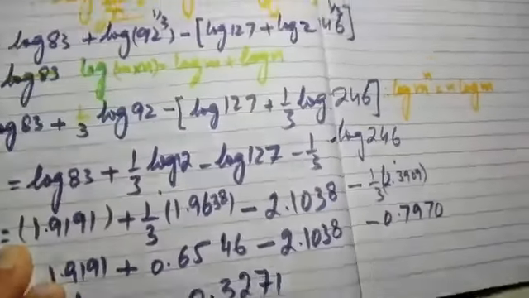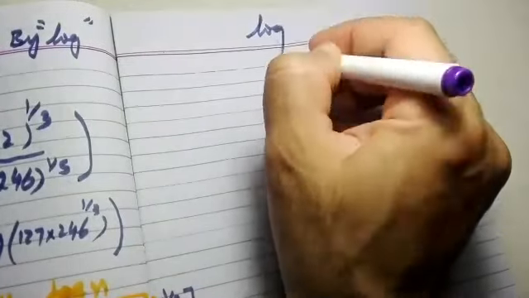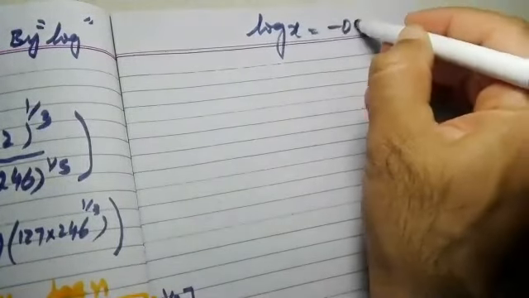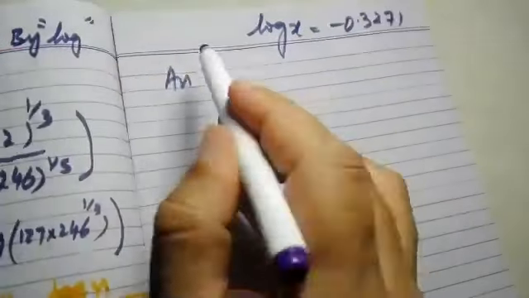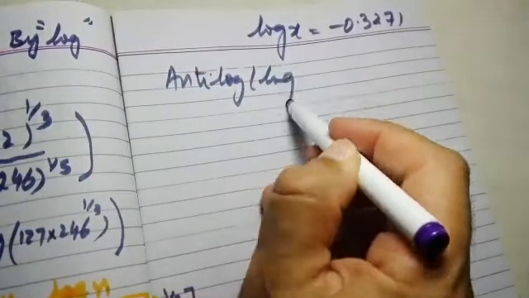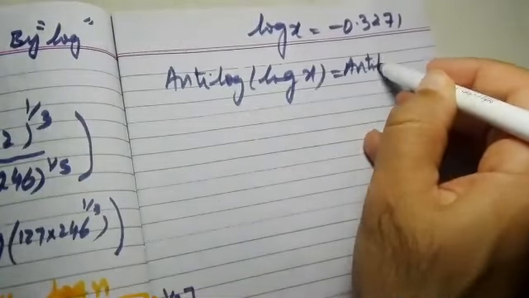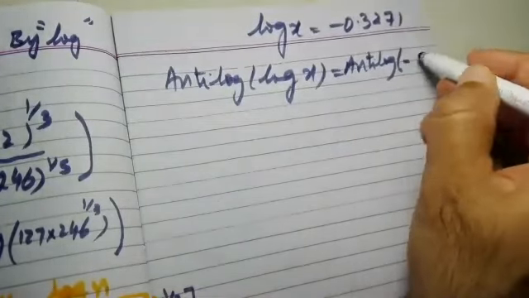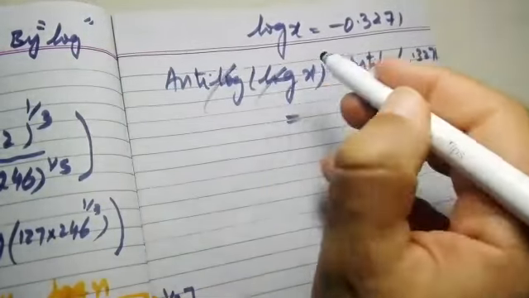Now the final step is we have to take the anti-logarithm of this number. So log x is equals to minus 0.3271. So we'll apply anti-log of log x, anti-log of minus 0.3271. So log and anti-log will be cancelled.